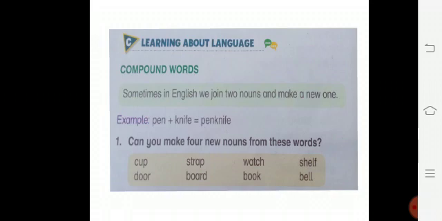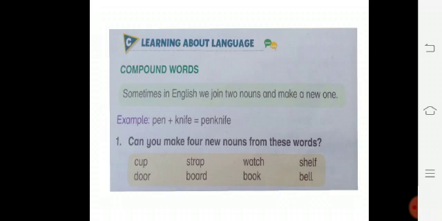Here is the statement. Can you make four new nouns from these words? Students, here are some words: cup, strap, watch, shelf, bell, book, board, and door. Now we will make some new words. Cup, a cup of tea, it's a word, and cupboard. Students, cupboard means almari.